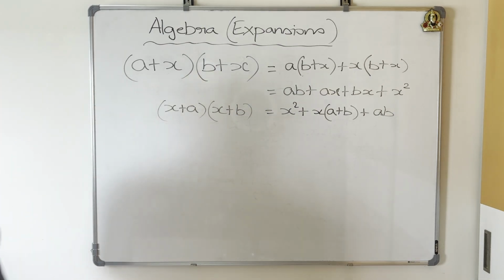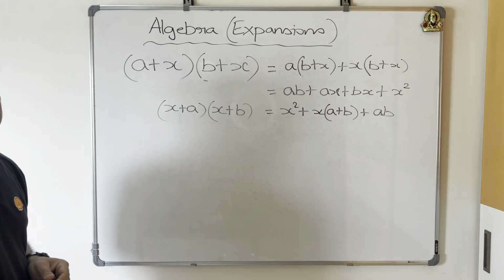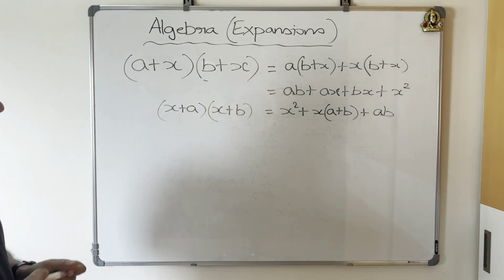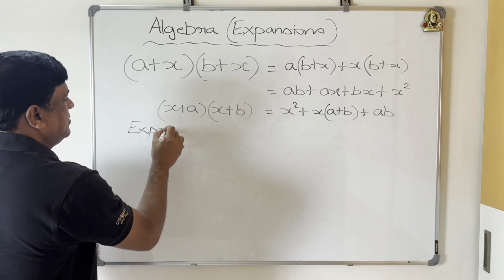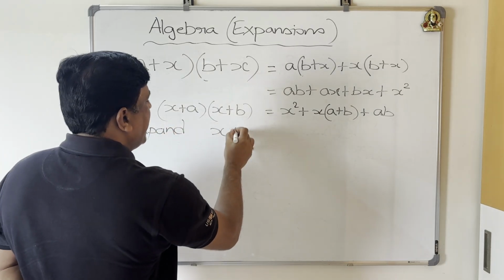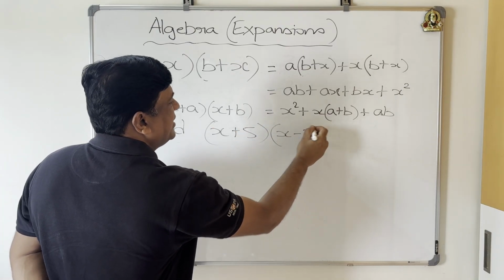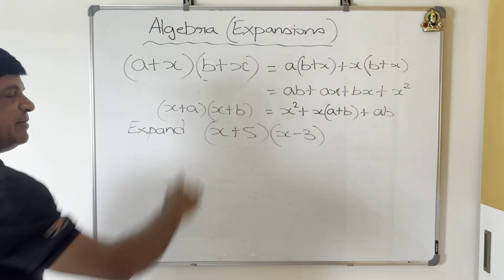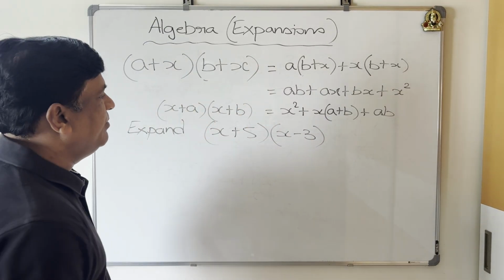Look at it. I can write this as x plus a and I can write this as x plus b. Now, if they give you a problem like this, suppose tomorrow they give you a problem: expand (x plus 5) times (x minus 3). Are you going to multiply it like that? If I remember this particular formula, I should be able to do this problem directly.